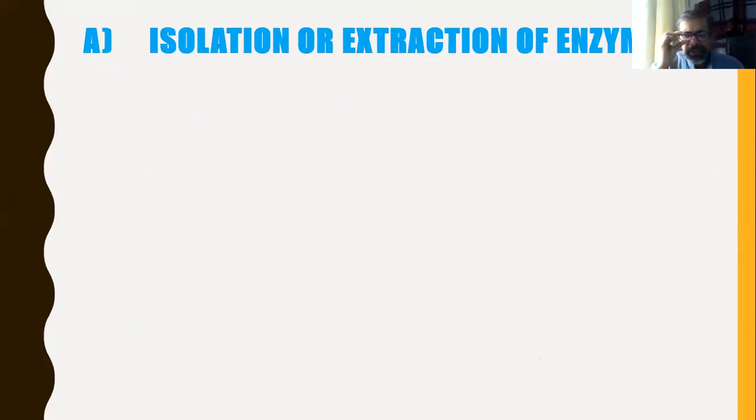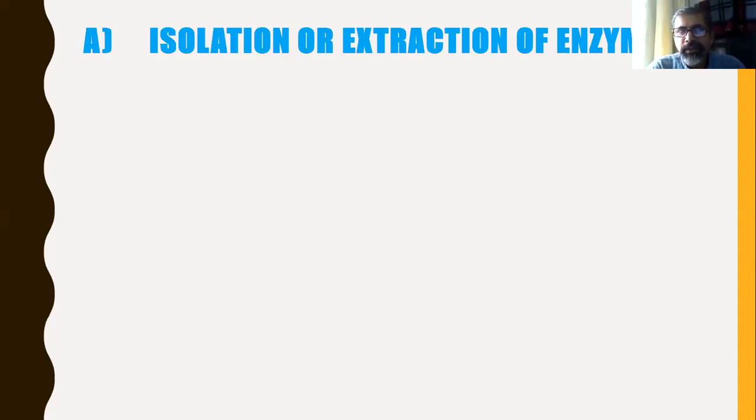Now, the very first most important thing, as I told you in the beginning, you might have carried out certain enzymic experiments, right? Now, there are two choices for you. When you talk about a particular enzyme to be studied, either you know where the source is, or you have to extract and study the particular enzyme from this particular source.